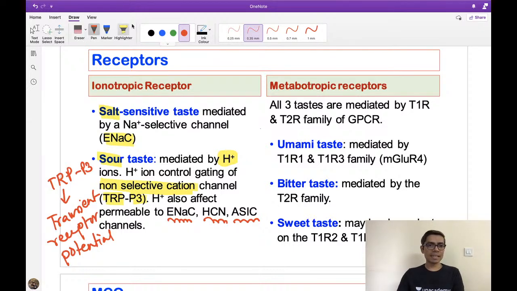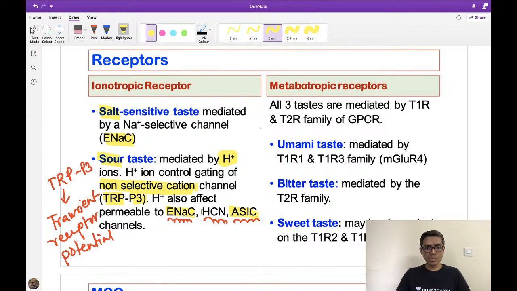Now if you are thinking that I must have heard this kind of channel elsewhere in the body, obviously this epithelial sodium channel, they are present in almost all types of epithelium in our body. Like for example, one of the important places that you know is the collecting duct of kidney, okay, collecting duct of nephron. Along with that, it is also present in the respiratory epithelium, GIT epithelium also. So they are responsible for reabsorption of the sodium there.